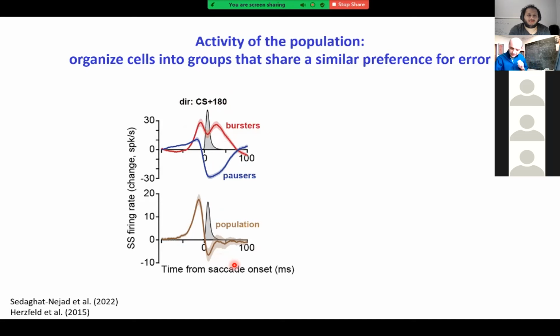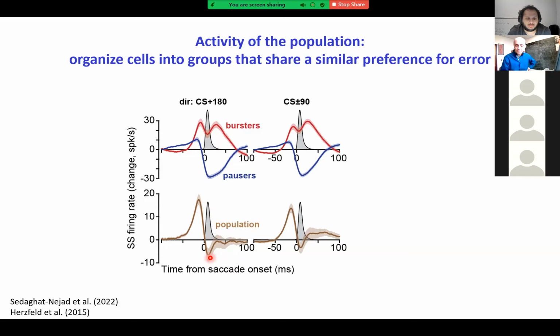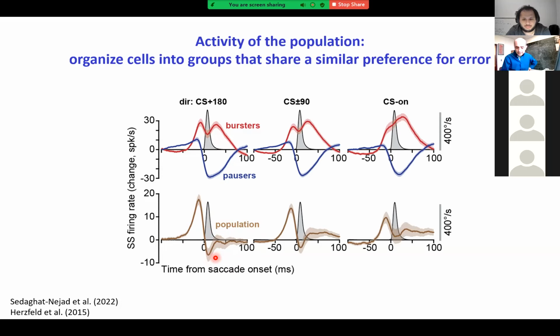So by doing a coordinate transformation based on error, clustering the neurons based on the error that they prefer, we get meaningful results. Now the spikes make sense. They are predicting the movement that's about to happen, a burst and then a pause. And I'm going to show you more about what this means. If you now look at it for other directions, CS plus or minus 90, CS on, you see that there's a difference between the activity of these cells. And the activity is encoding direction of the movement. We see also encoding of velocity and so forth.